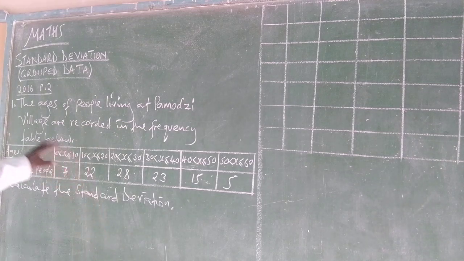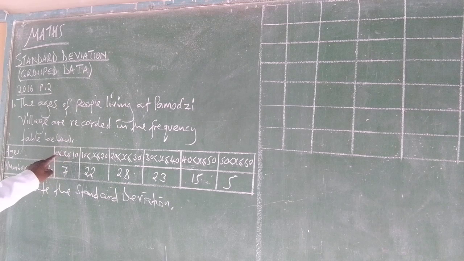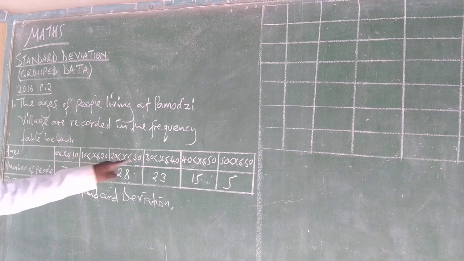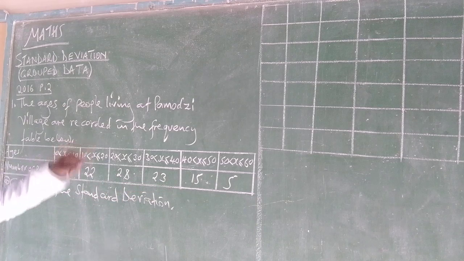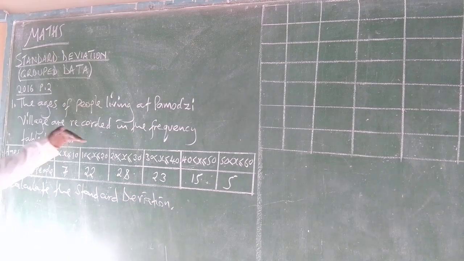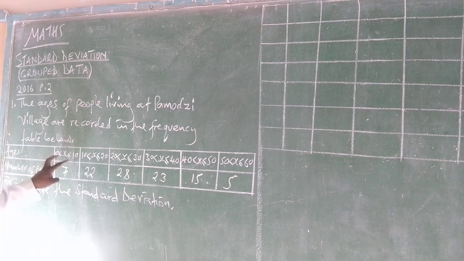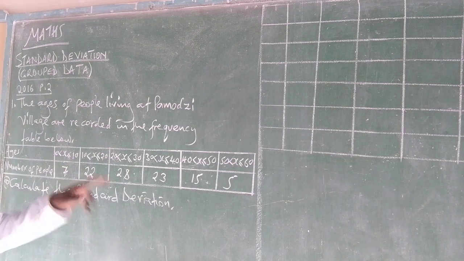The question says, the ages of people living at Pamo's village are recorded in the frequency table below. These are the ages: 0 to 10, 10 to 20, 20 to 30, 30 to 40, just like that. And these are the people who are in those age groups. That is why this is called grouped data, because the ages have been put in groups.